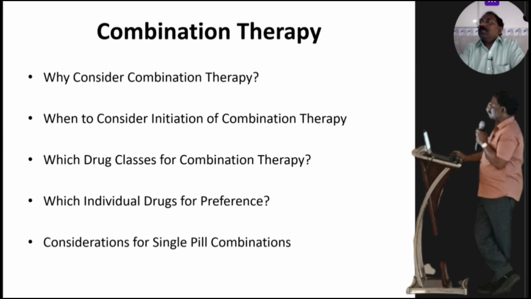Why do I consider combination therapy? Because when people present with very high blood pressure, it is very difficult to control with a single drug. So you have to use combination therapy. In combination therapy, you can attack the different pathophysiological mechanisms of hypertension. So what is the pathophysiology of hypertension? Not only fluid overload, there is renin activity. So the renin angiotensin aldosterone system.